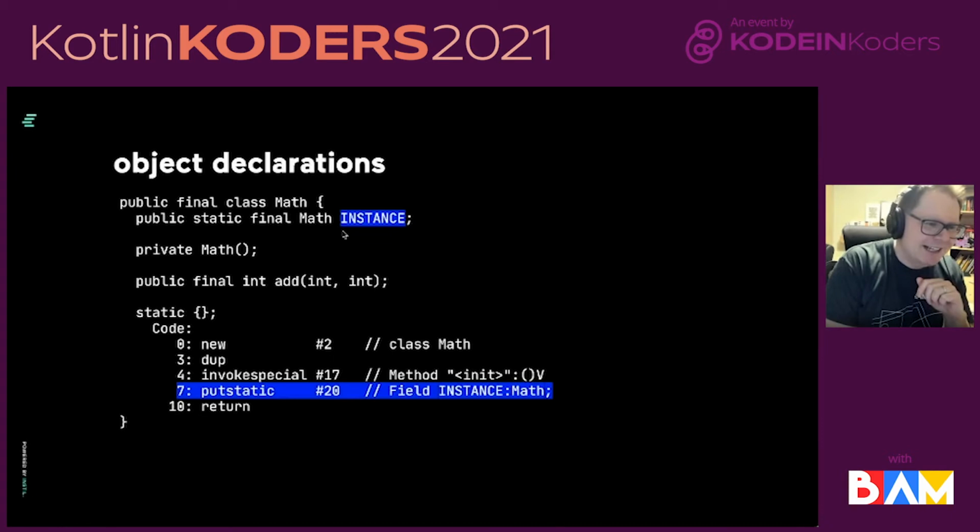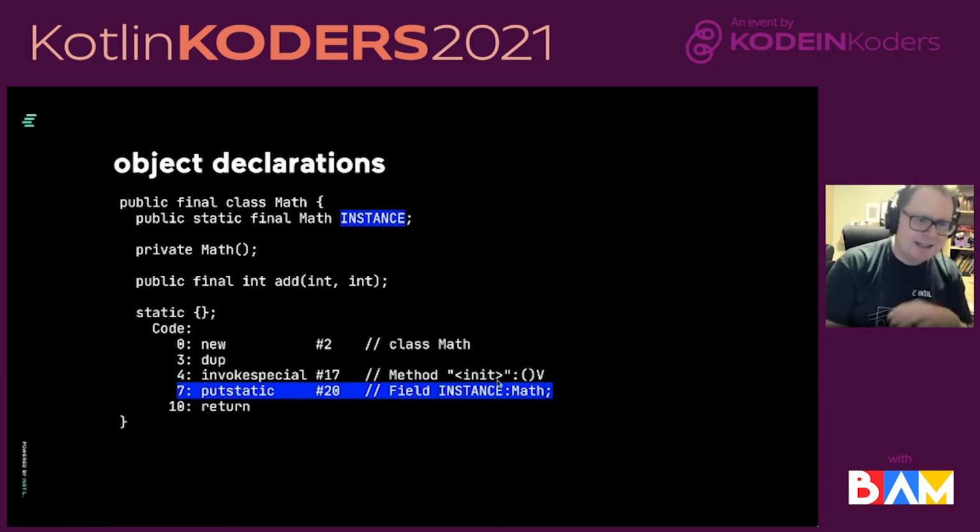So what we have here is a class called math. Inside there we've got a static final math instance, and we've got a static initialization block. So whenever this class gets loaded into the virtual machine, we create a new math object. We run the math constructor.